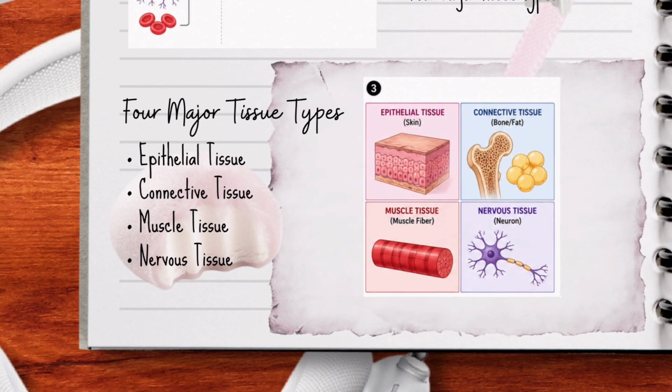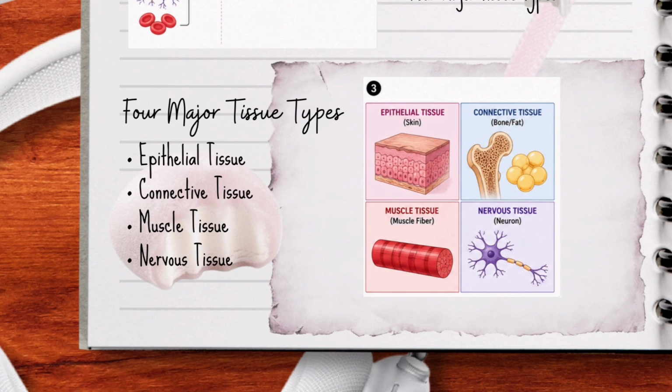First is epithelial tissue, which covers body surfaces, lines cavities, and forms glands. It acts as the body's protective covering while also carrying out functions such as absorption and secretion. The second is connective tissue, the most abundant tissue in the body. As its name suggests, it supports, binds, and protects different structures while also storing energy and helping repair damaged tissues.